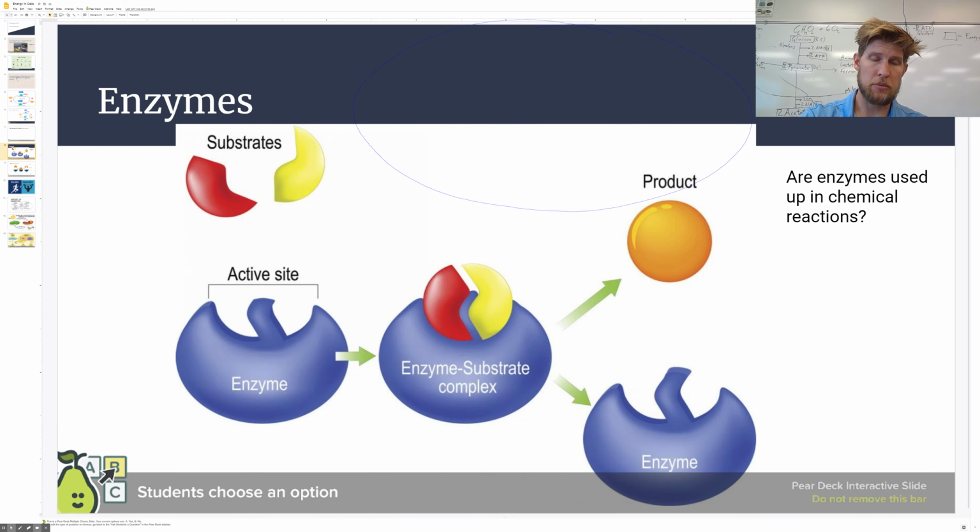Here's the enzyme substrate complex. It produces this product. Right? Products are what's formed from a chemical reaction. Whatever's formed or produced from a chemical reaction, that is a product. Reactant is whatever goes into the reaction. All right, now, here's the enzyme. It's still there. So are enzymes used up in chemical reactions? The answer is no. Of course not. Look at them. It's still there.